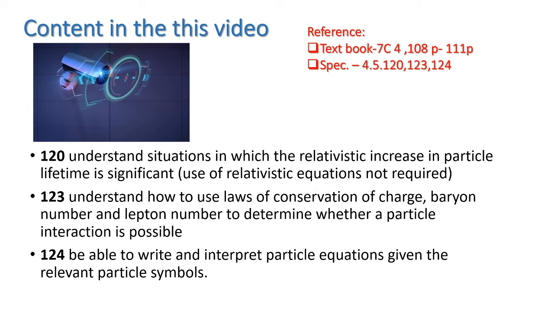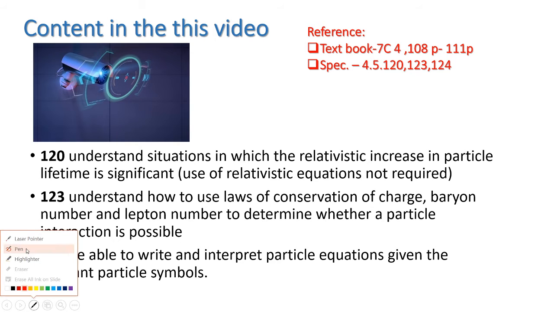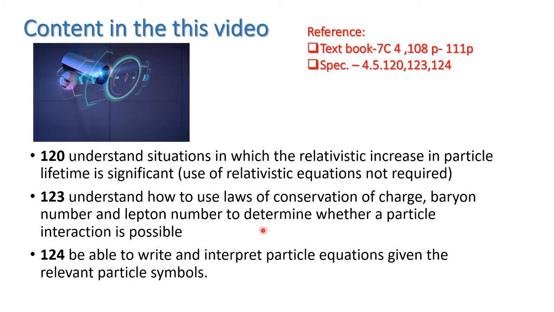In this video, we are going to focus on three points: situations where the relativistic increase in particle lifetime is significant, and understanding how to use the laws of conservation of charge, baryon number and lepton number to determine whether a particle interaction is possible or not, and also being able to write and interpret particle equations given the relevant particle symbols. And with that, we are going to deduce the particle composition in the reactions.